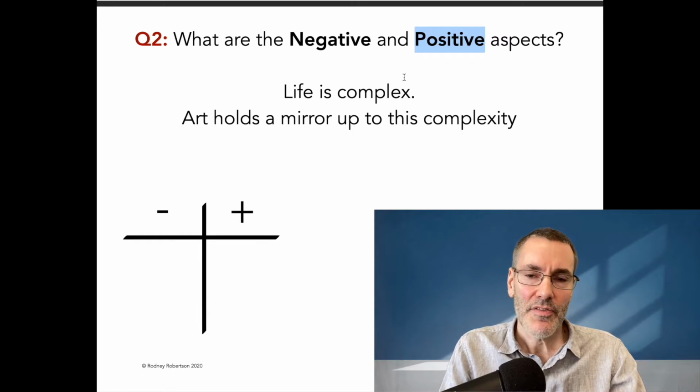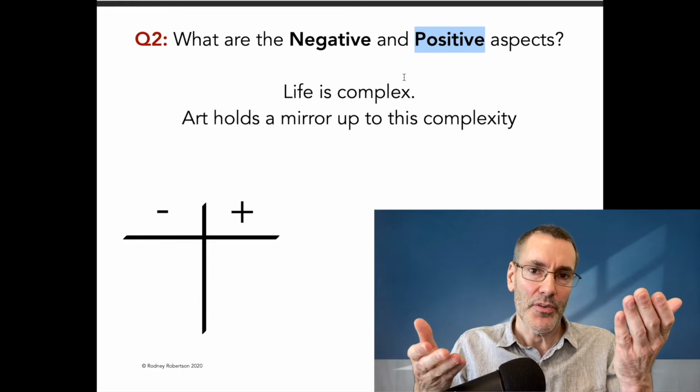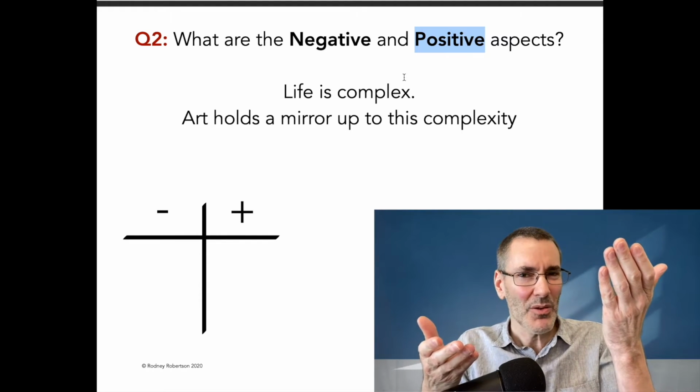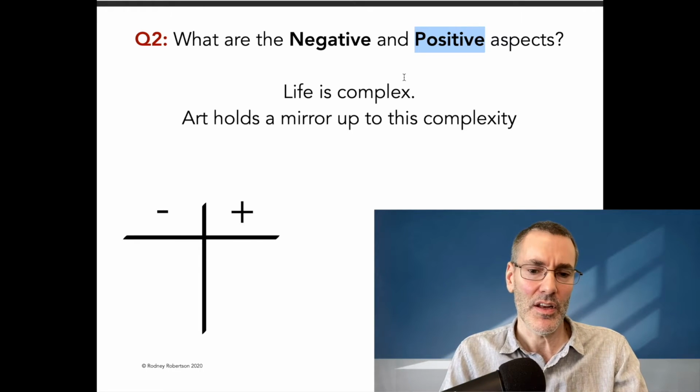And so even if there's a weight put on one side or the other by the author, they might agree with this more, but they might acknowledge that there are other elements involved in life, in this area of life that the poem is discussing, or the play or the movie. So life is complex, and art holds a mirror up to this complexity.